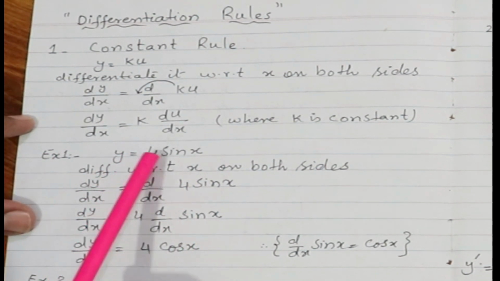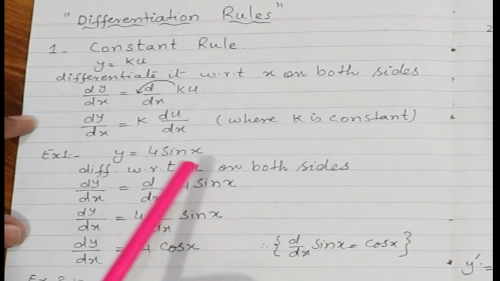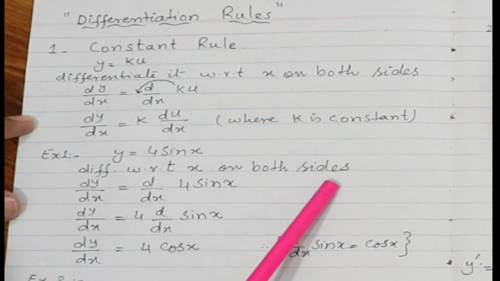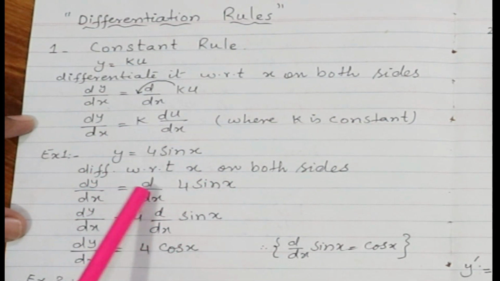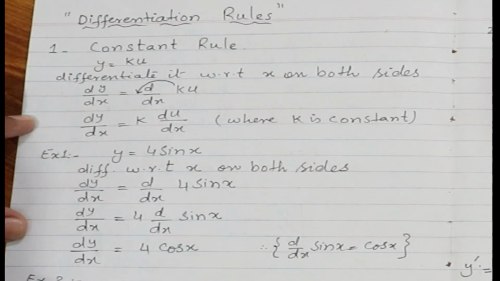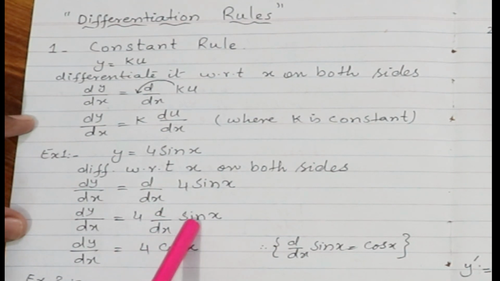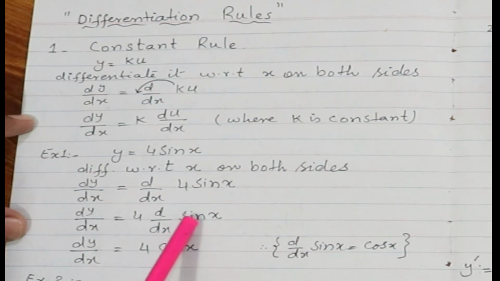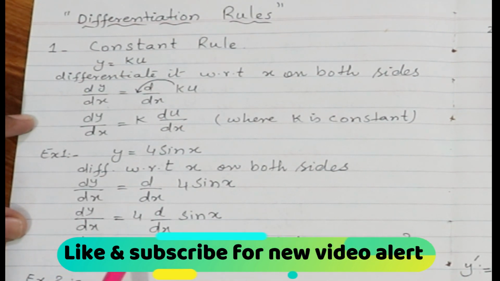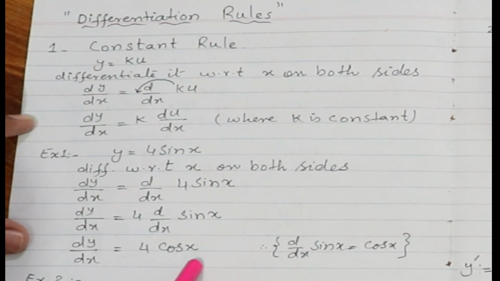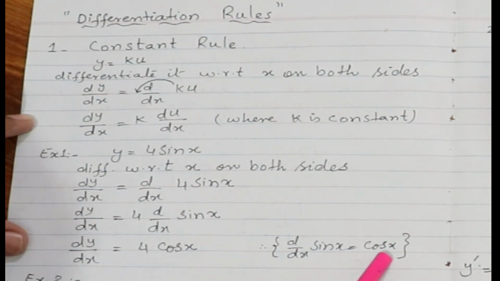Example: here, y equal to 4 sine of x. When we take the derivative with respect to x on both sides, dy upon dx equals d upon dx of 4 sine of x. When the differential operator operates on 4 sine of x, we get 4 times d upon dx of sine of x. We should know the derivative of sine of x. The derivative of sine of x is cos of x. So we will get the answer 4 times cos of x. Here the formula for the derivative of sine of x is cos x.